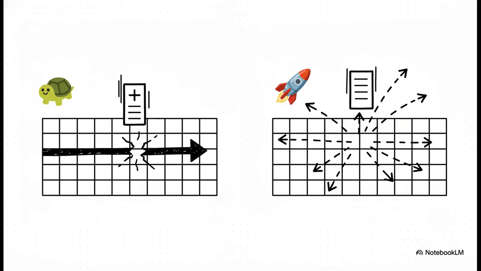VLOOKUP is so restrictive. It can only look to the right, and it completely breaks if you dare to insert a new column. INDEX MATCH, on the other hand, is flexible, it's stable, and it's way faster. It can look left or right, and it doesn't care if you change your spreadsheet structure. It is, hands down, a superior way to work.